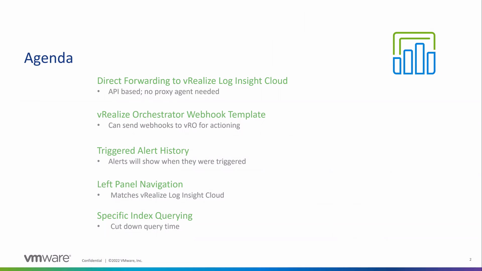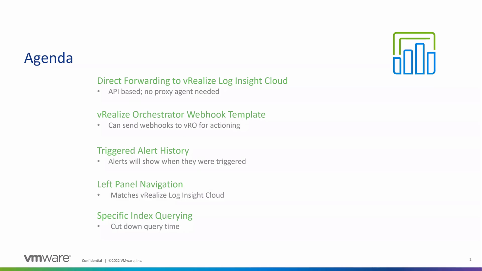If we're upset about using proxy agents or any kind of special agent, there's no need anymore if you have Log Insight On-prem. All you have to do is fill in the API section, which I'll show you in the demo, and we have a screenshot of, and we can forward straight to Log Insight Cloud with no need for any kind of proxy. And then we have some new webhook templates for VRO.